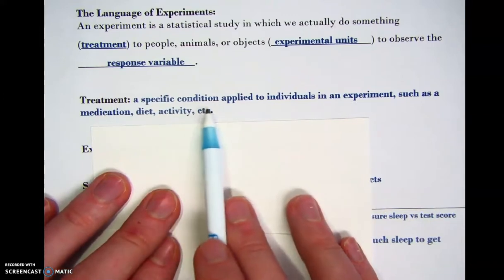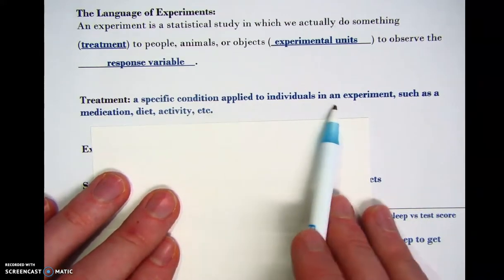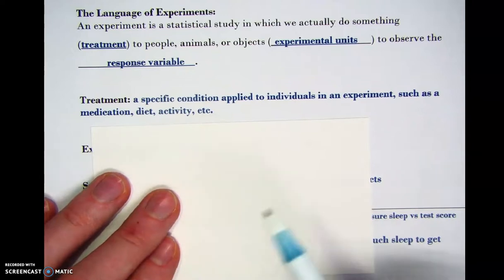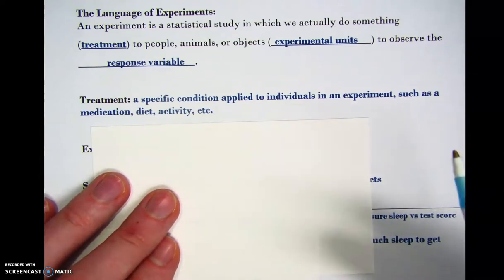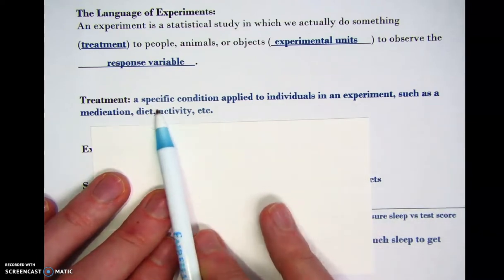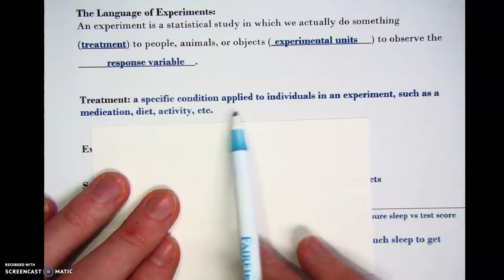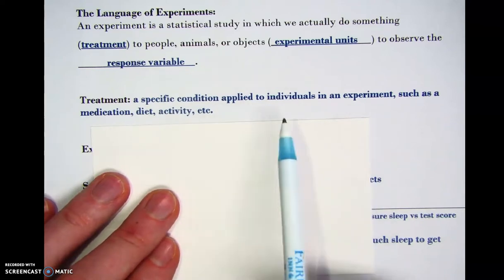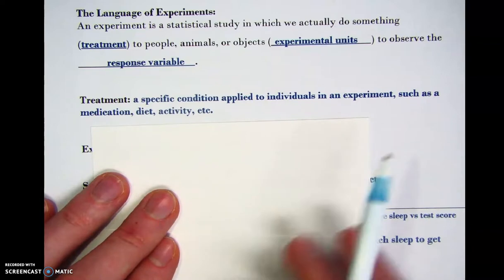Treatment. Again, this is beyond just a medical treatment. This is any specific condition we apply to individuals. It could be a study method. It could be a diet. It could be a medical treatment. Whatever it happens to be. It could be the type of shoes that someone's wearing. This is the treatment, and it's specific. What different treatments do we have? Do we have two different types of shoes that our subjects are going to wear?